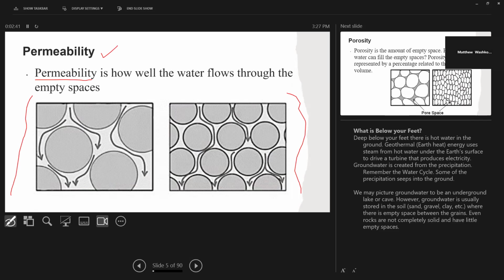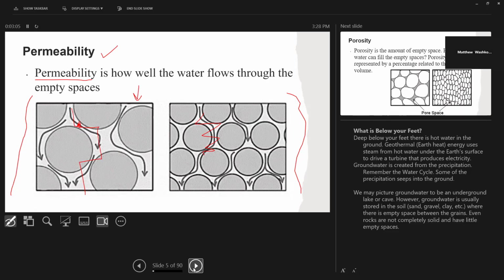Now, in the picture between the left and the right, which one do you think water is going to flow better? The left one. Why? Well, there's larger gaps in between it. This one's going bang, bang, bang, bang, bang. This one just goes dip, dip, dip, dip, dip. That's it. So, permeability, how well water flows.